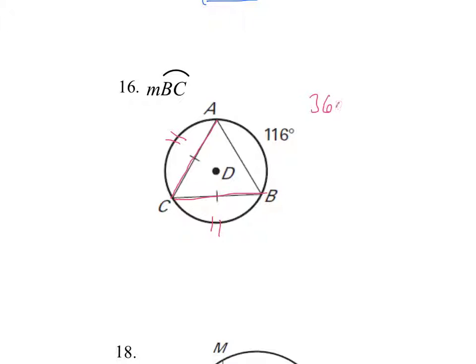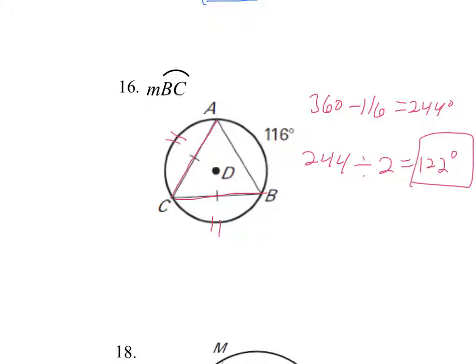So I'm going to do this the same way that we did number 14. I'm going to do 360 minus 116, and that equals 244. So that means that these 2 arcs together equal 244. Well, I know these 2 arcs have the same measure, so now do 244 divided by 2, and you get 122. So that means each of them are 122 degrees. So note, they're not all 116. In fact, only this one is 116.